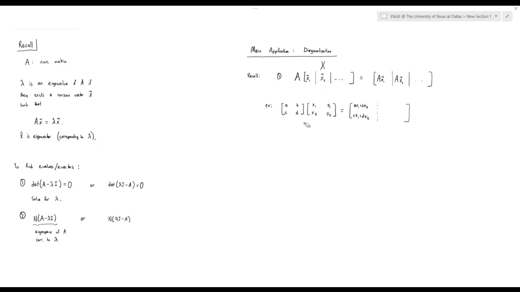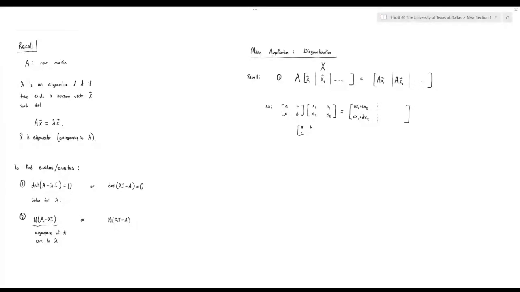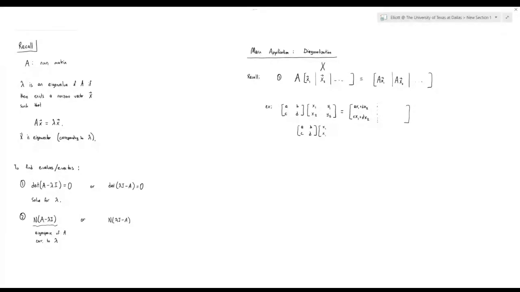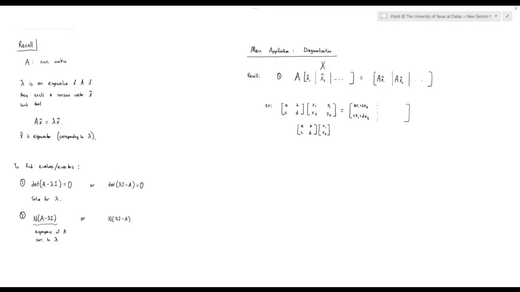So for the first column of the product, all we essentially did is take the matrix A, B, C, D and multiply it with the first column of this matrix, and that gave us the first column of the product. Likewise, A times the second column here will give us the second column of the product. That's what I was talking about up here. And then one more observation I wanted to make regarding matrix multiplication.